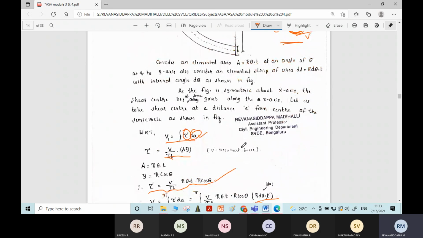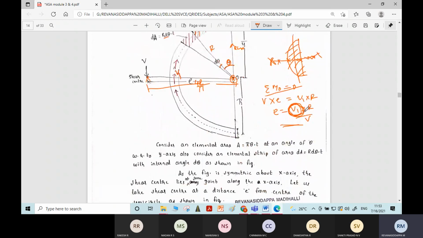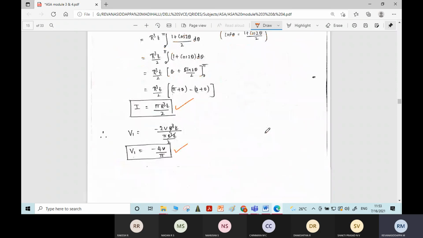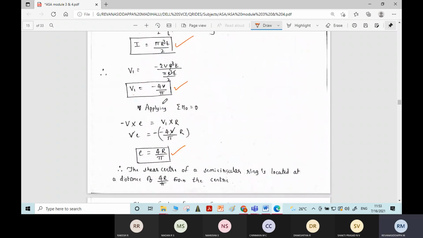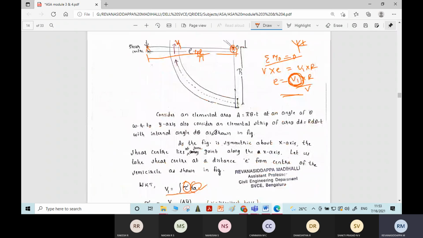I will repeat once again. We find the shear center location by taking the condition sigma M not equal to 0, that is V into e equal to V1 into r, where for V1 we will find the expression in terms of V. How to find it? By using the basic principle.